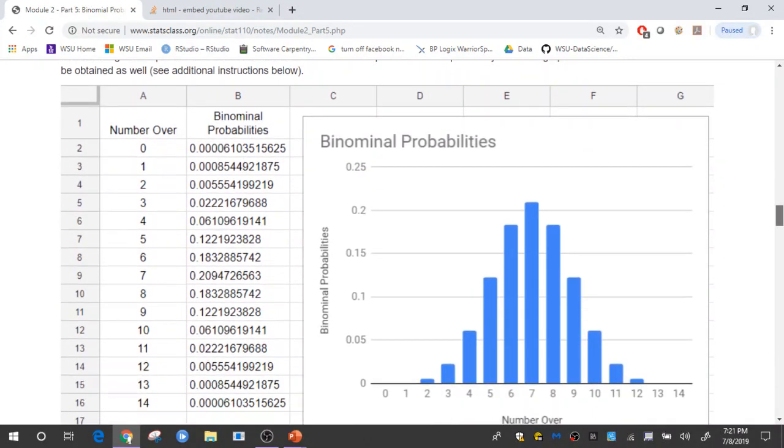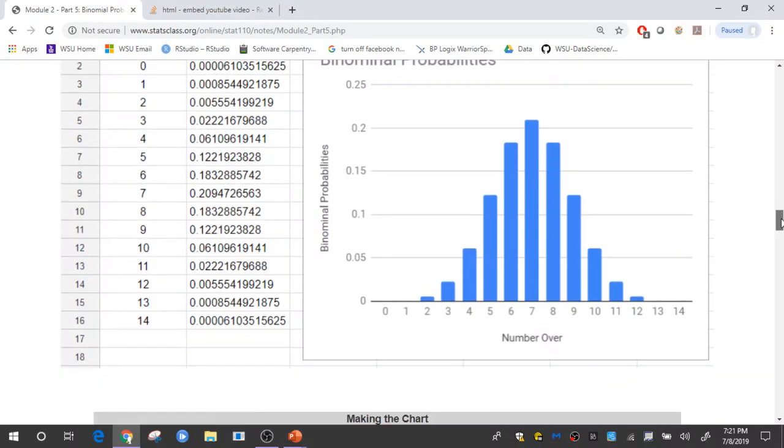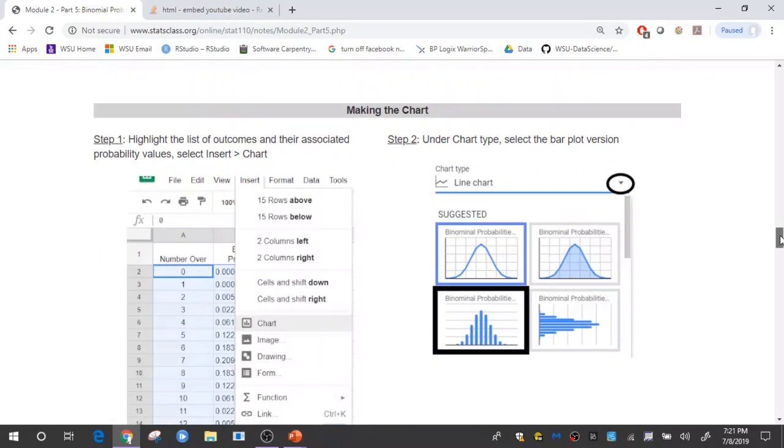This is what the binomial probabilities look like, all listed out with their associated chart, or graph, that I created with those binomial probabilities. Again, creating that graph is shown in that video, and I have provided instructions here below as well.